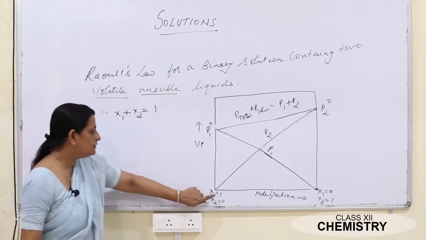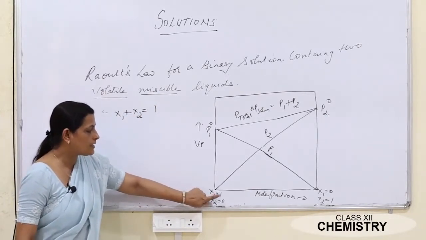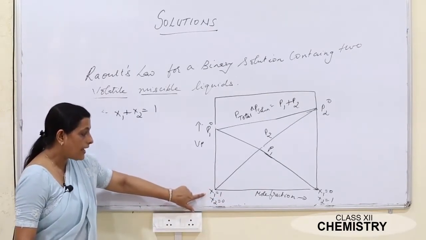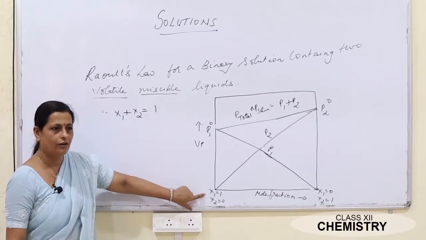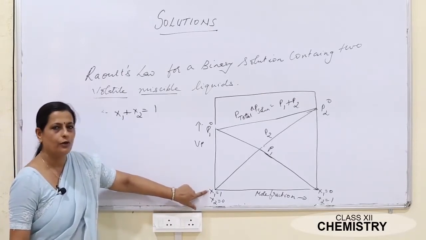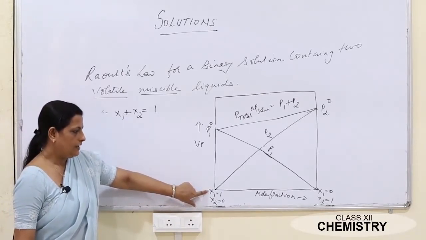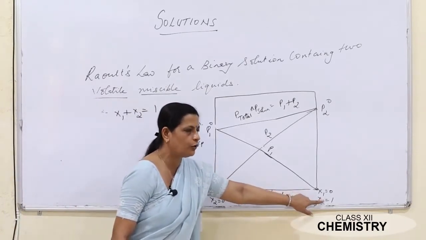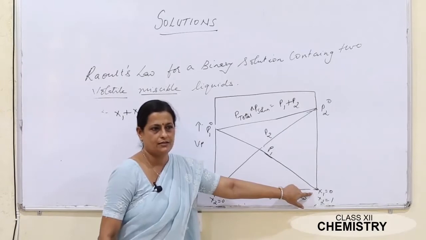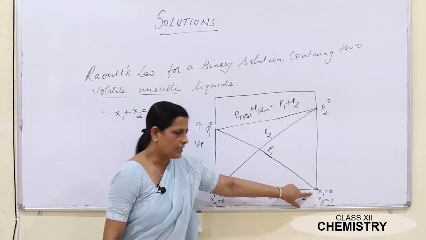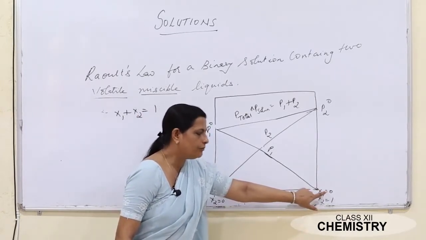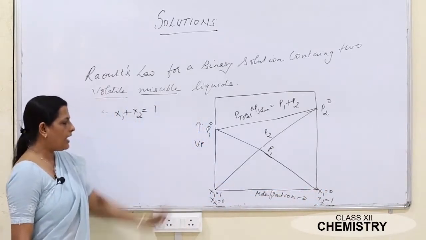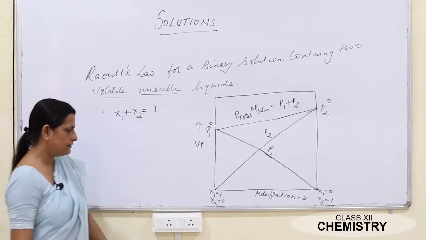So here you have x1 is equal to 1 and x2 is equal to 0. Why? Because normal hexane is in which form? Pure form. That means here you have got only the component normal hexane. And here x1 is 0 and x2 is equal to 1. That means here you have got which component? Normal heptane. So you don't have component 1. Pure component is present. Now you see, I am just going to explain the graph.